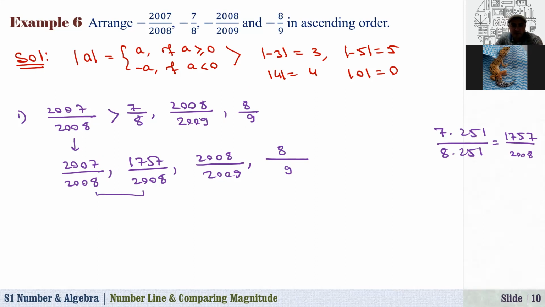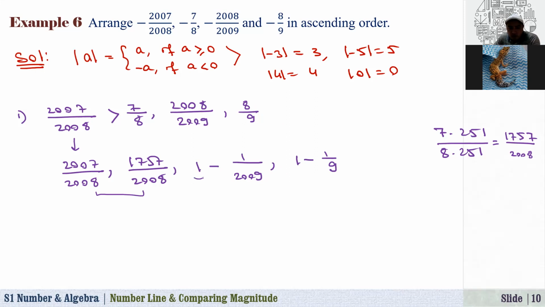So now how can I compare 2008 over 2009 and 8 over 9? To compare these numbers, I can use this method. Here, this 2008 over 2009, I can just write it as 1 minus 1 over 2009. And how about 8 over 9? 1 minus 1 over 9. Now if you simplify, 1 minus 1 over 9 is equal to 8 over 9, and 1 minus 1 over 2009 is equal to 2008 over 2009.